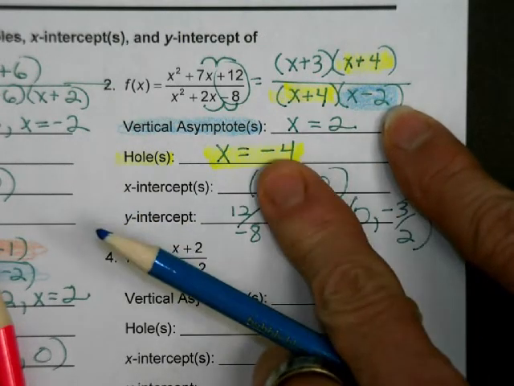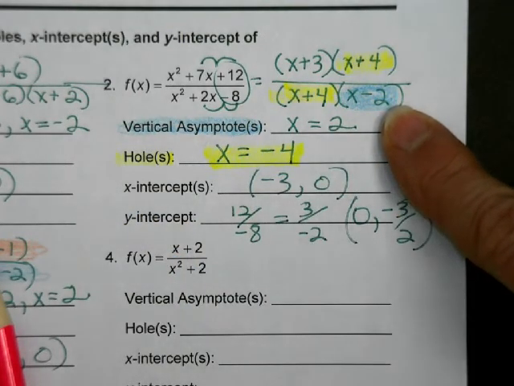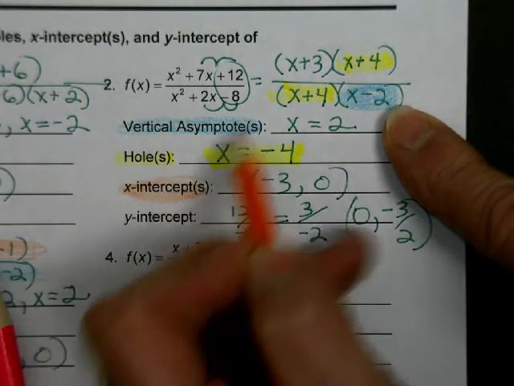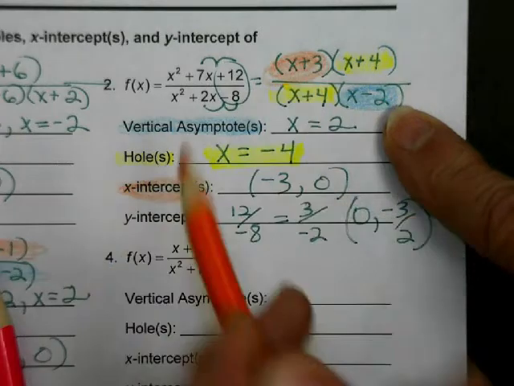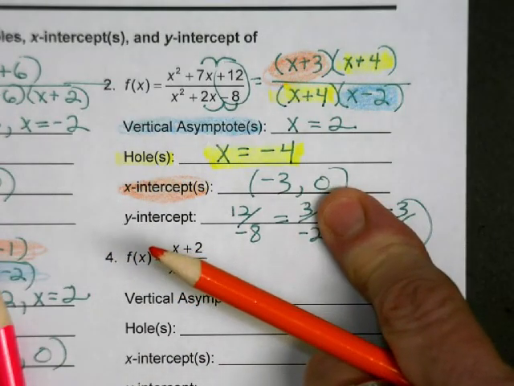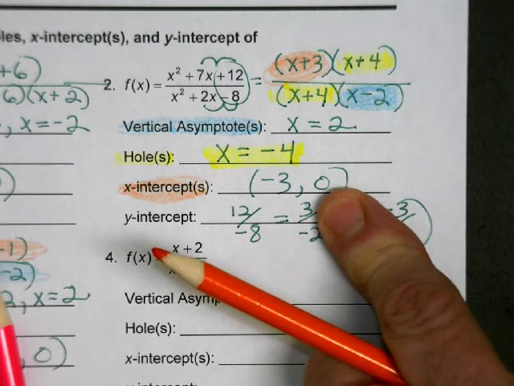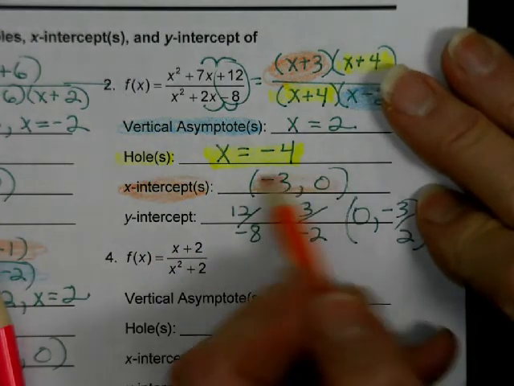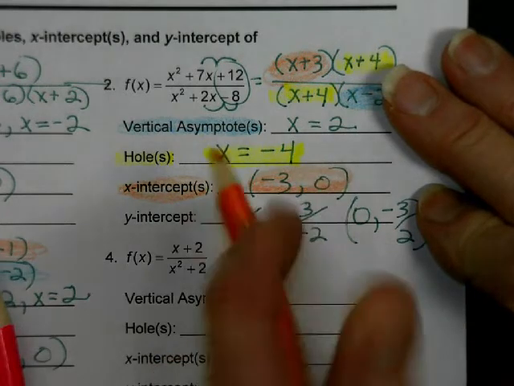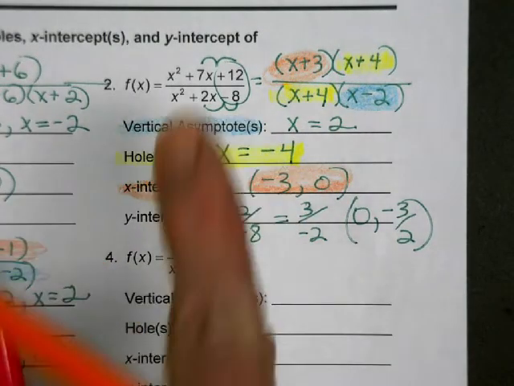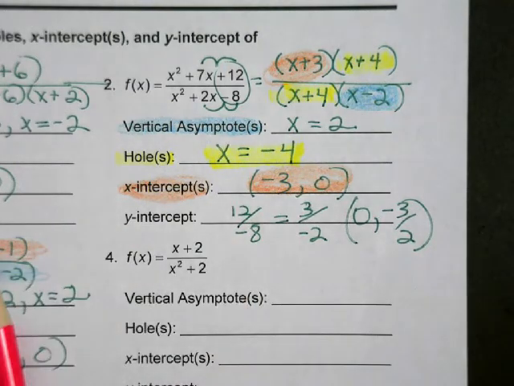Remember, a hole is a hole. It doesn't have any other names. The x-intercept is what made the numerator 0, because that's the definition of an x-intercept. Where does the graph cross the x-axis, where y is 0? So that's where we get our ordered pair. A hole is a value, an asymptote is a line, a vertical line, and an intercept is an ordered pair.